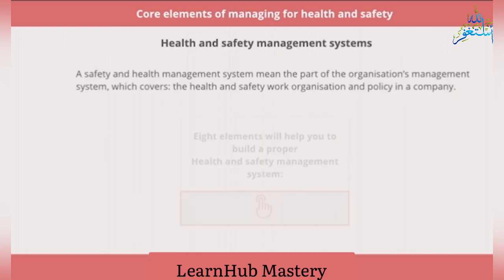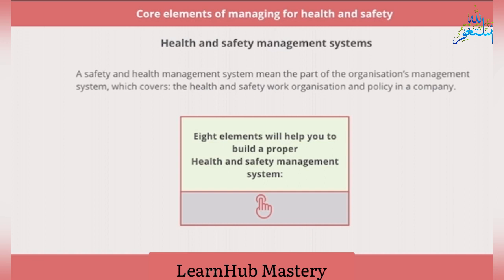Health and safety management systems. A safety and health management system means the part of the organization's management system which covers the health and safety work organization and policy in a company. Please click on the text box to learn more.